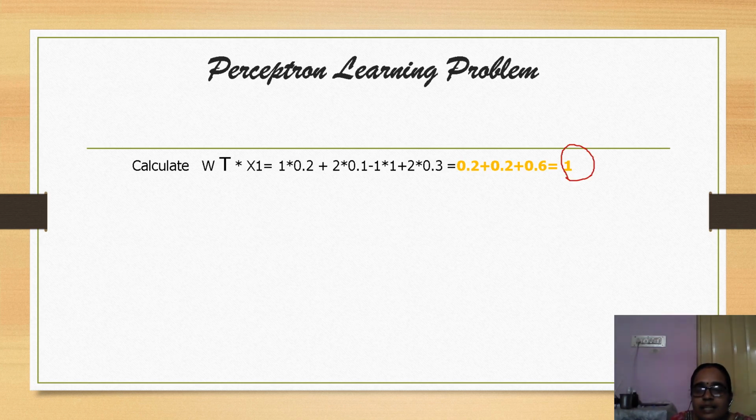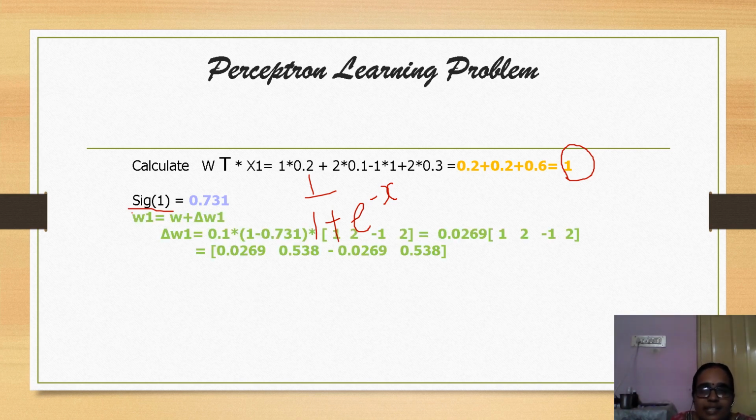After this weighted sum, we have to apply the activation function. In this case, I applied the sigmoidal function. So what is the sigmoidal function? We know the formula: 1 divided by 1 plus e to the power minus x. There are so many activation functions available, I'll explain them later. This is a simple activation function, the sigmoidal activation function. So for the input 1, we have to apply sigmoid of 1, and the answer is 0.731. This value we have to compare with the desired output. What is our desired output? 1 is our desired output.